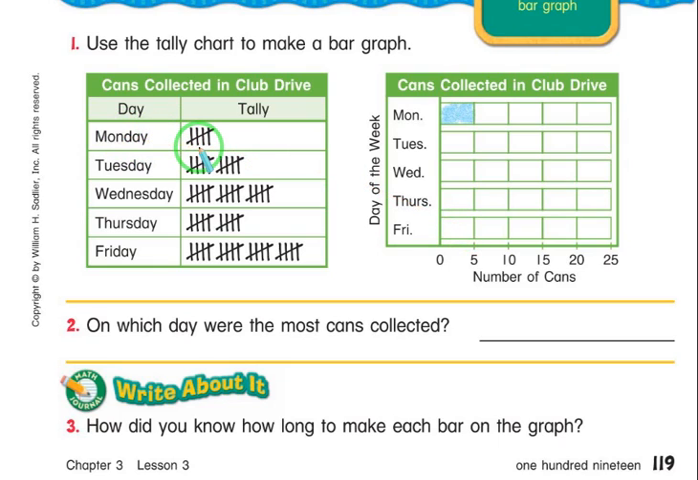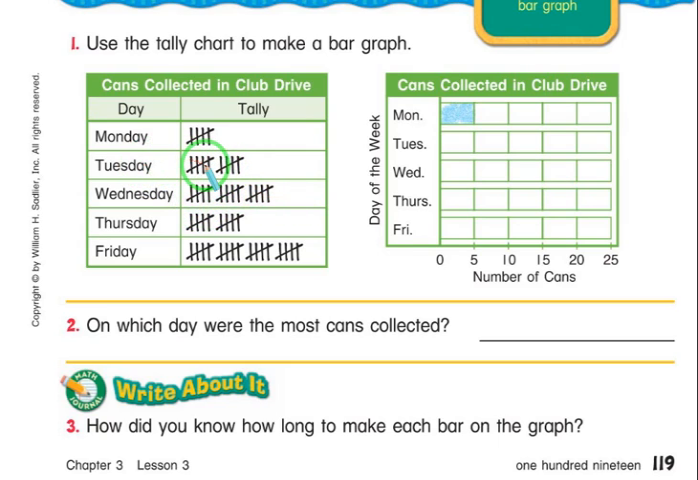Now, how many cans were collected on Monday? We have 5. Let's check here. Here is Monday, and we have to fill in 1 whole square to represent 5. In this bar graph, each square represents or stands for five cans, okay? Now let's check the next one.